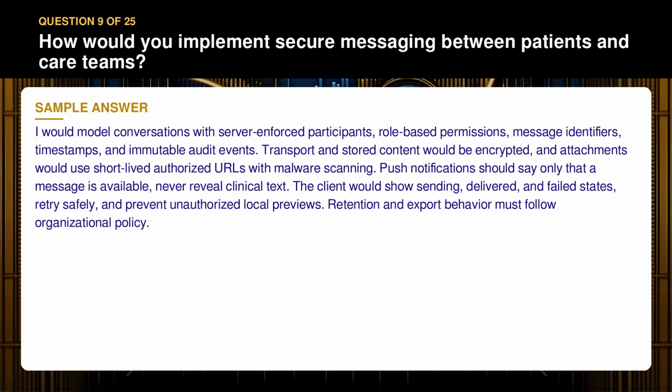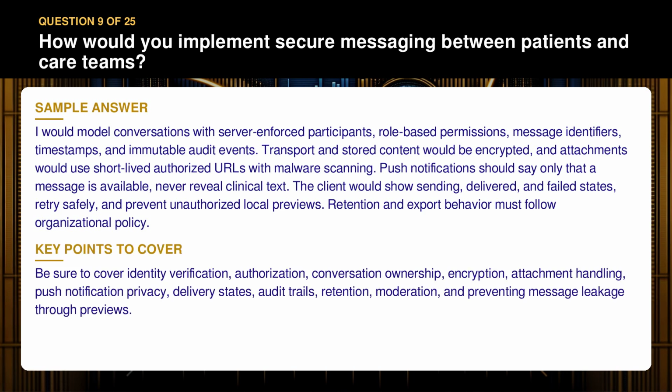The client would show sending, delivered, and failed states, retry safely, and prevent unauthorized local previews. Retention and export behavior must follow organizational policy. Be sure to cover identity verification, authorization, conversation ownership, encryption, attachment handling, push notification privacy, delivery states, audit trails, retention, moderation, and preventing message leakage through previews.